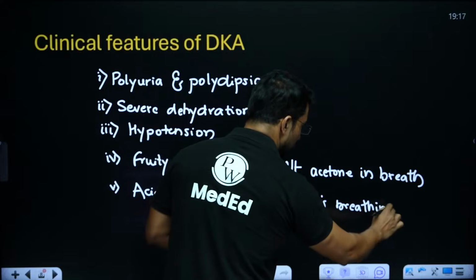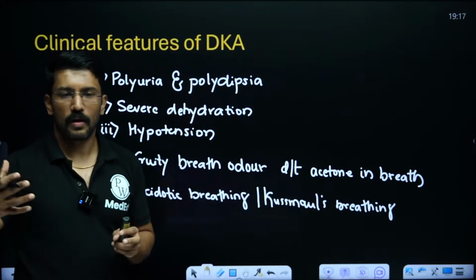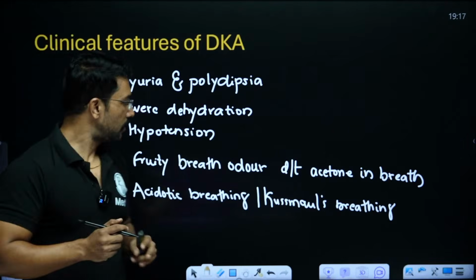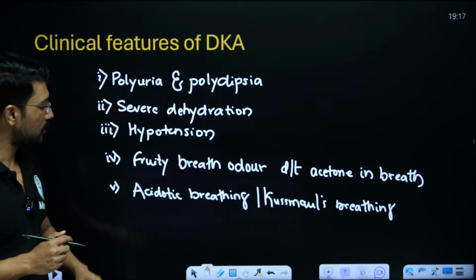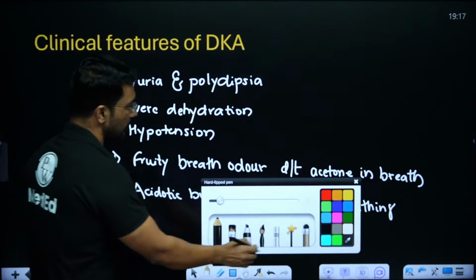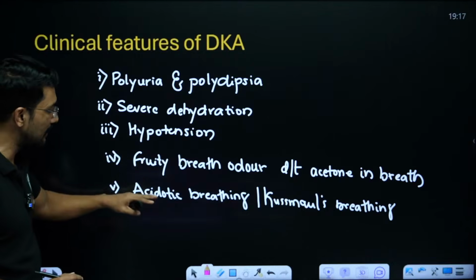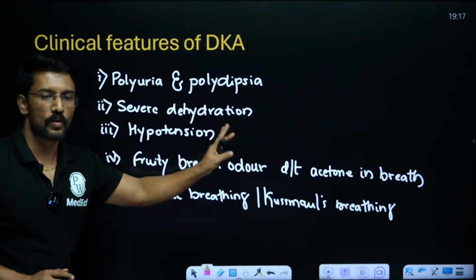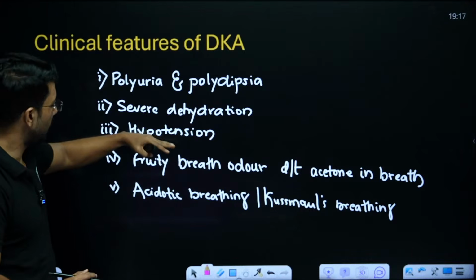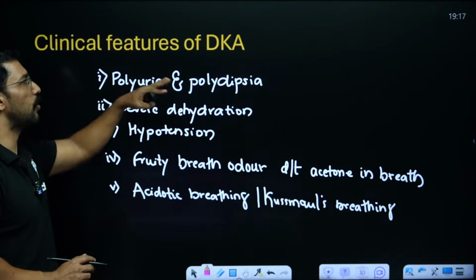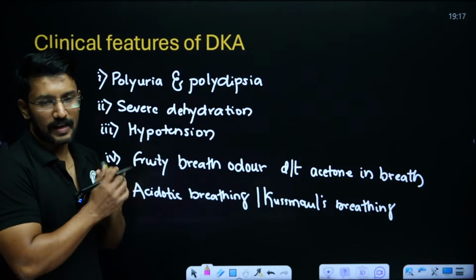Respiratory system is just trying to wash out the carbon dioxide to keep the pH balanced. So these are the clinical features. In HHS, what clinical feature will be missing? In HHS, the fruity breath odor and the acidotic breathing or Kussmaul's breathing will be missing. Otherwise, hypotension, severe dehydration, polyuria, polydipsia can happen in HHS as well.